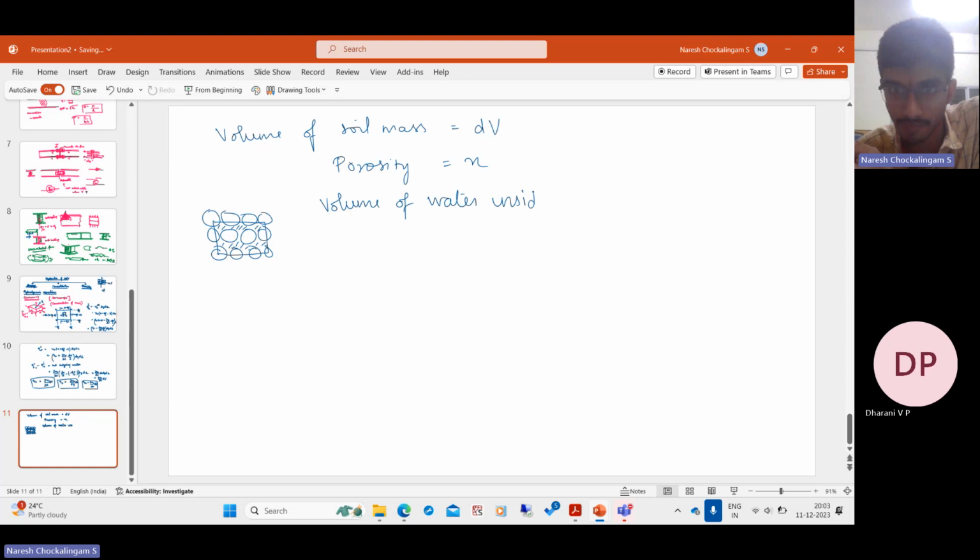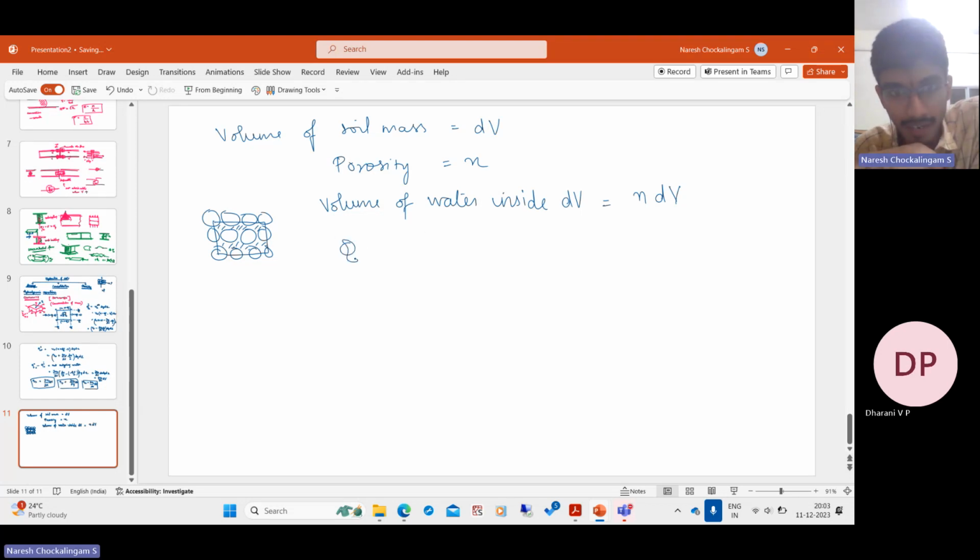inside the control volume, inside dV, is what? It is n times dV. Why? Because of the volume of the pores. Porosity is nothing but the volume of air by the total volume if it is dry, that is, the volume of voids by the total volume. So if the porosity is n, the volume of the pores is n dV. Therefore, the volume of water inside that saturated mass of soil is n times dV. As I said, the control volume dV is fixed. We are not allowing dx dy dz to change with time.